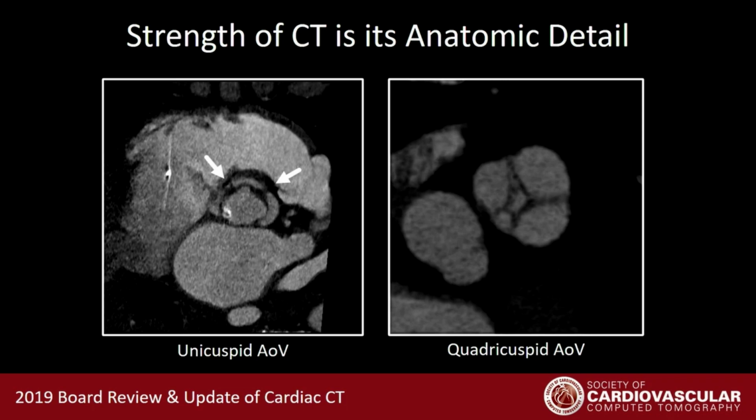Here you see these are cases that Chris has loaned me. On the left, a unicuspid aortic valve. You can see very nicely the outline of the raphe in that regard. And then on the right, the somewhat rare quadricuspid aortic valve, very, very nicely delineated on CT, albeit on a still frame image. The strength of CT is in its anatomic detail and the ability to identify the structures that lie right around outside the cardiac valves.